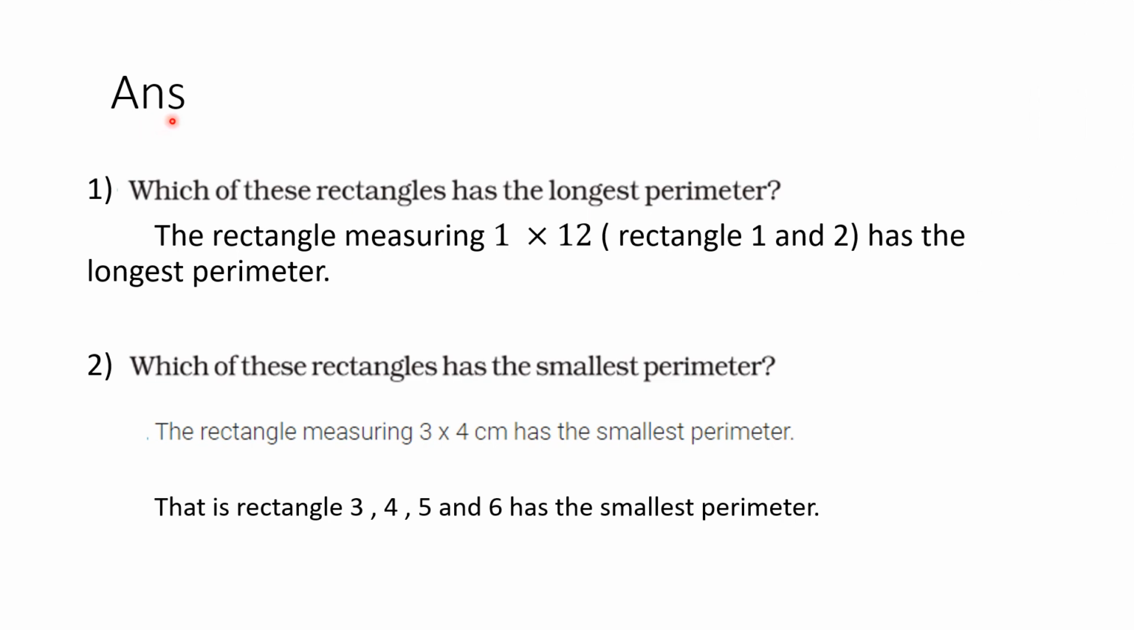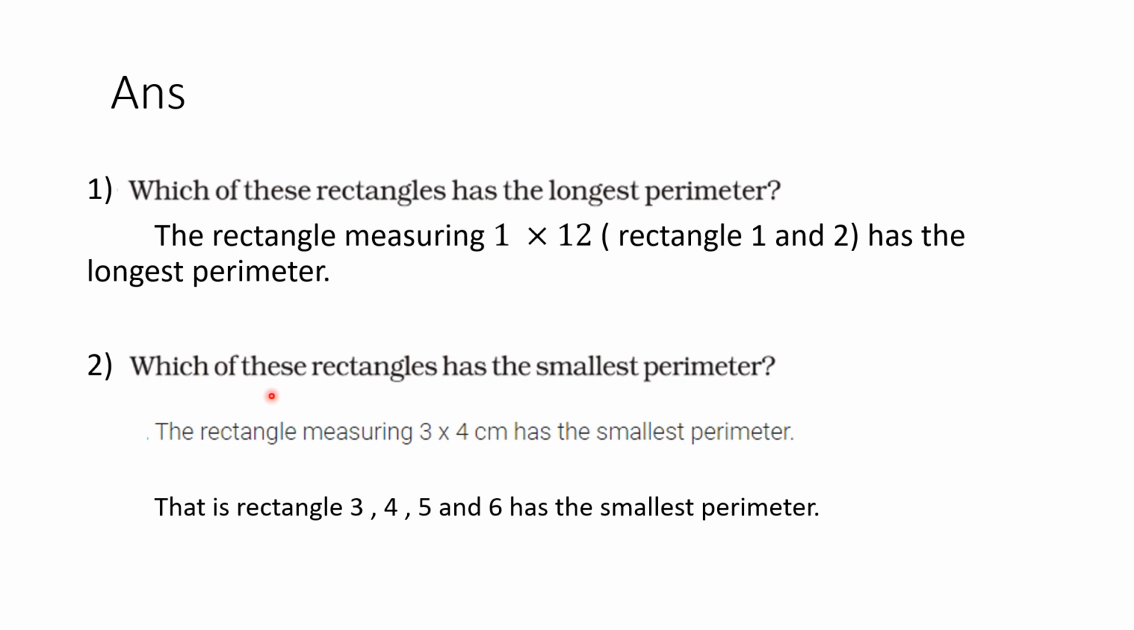Now we will write the answers of these questions. First one, which of these rectangles has the longest perimeter? So which rectangle did we get the longest perimeter? That is rectangle 1 and 2. So the rectangle measuring 1 multiplied by 2, that is rectangle 1 and 2, has the longest perimeter.